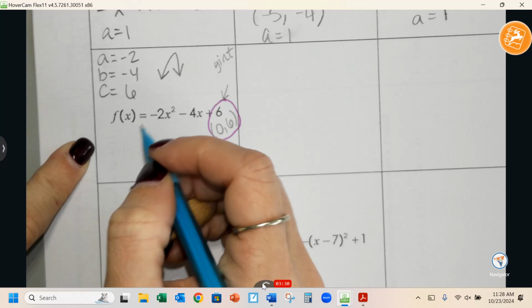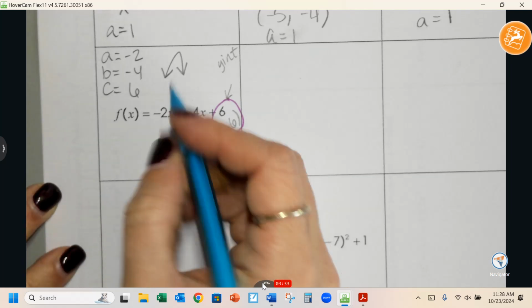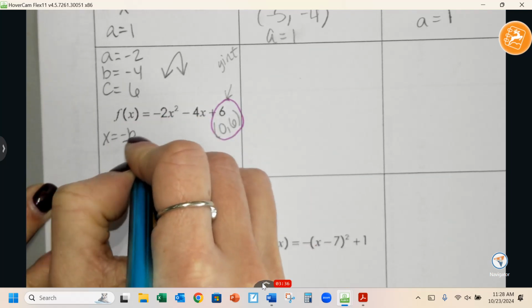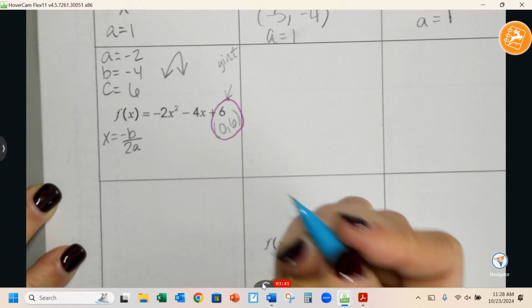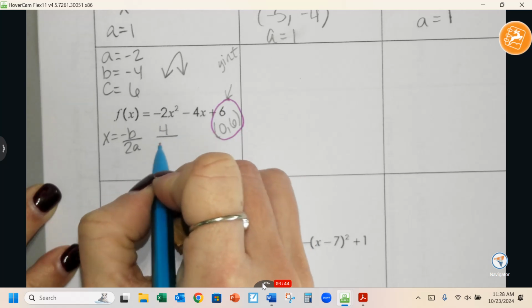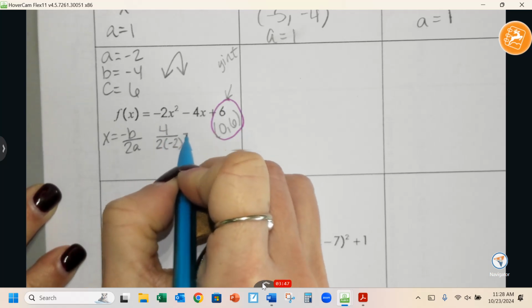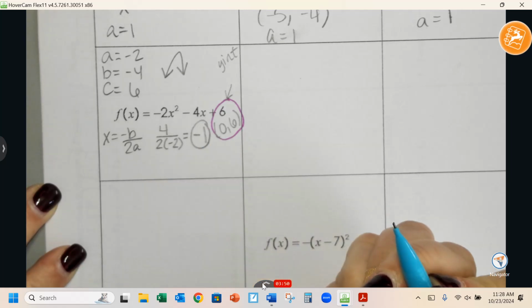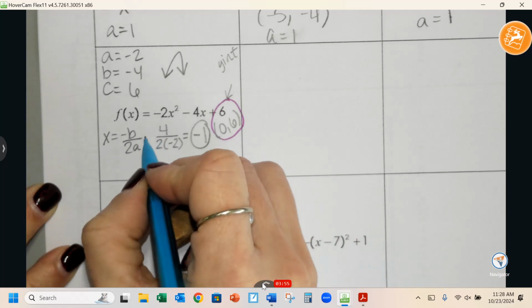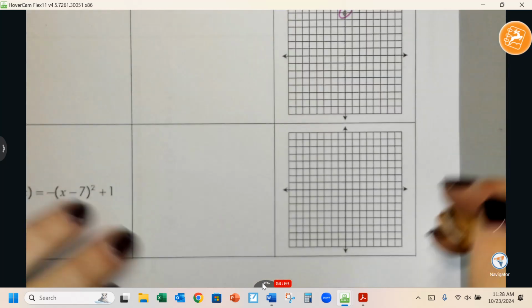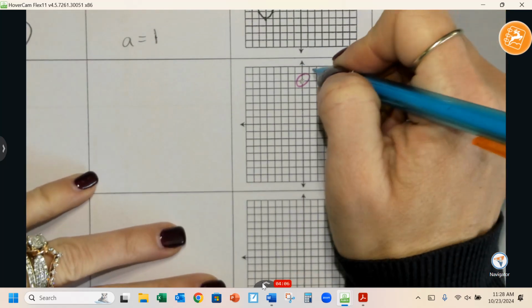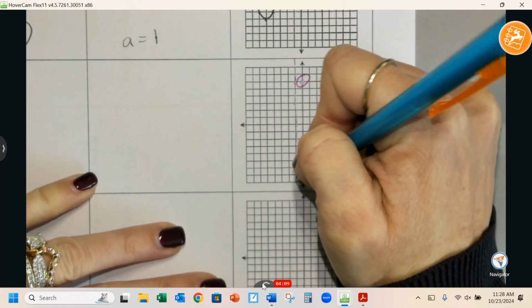And then from there, step 2 was to find that axis of symmetry. So x equals -b over 2a. So 4 divided by 2 times -2. X is -1. So I'm just going from this to the graph, and then I can easily do the others. I'm going to go over here and sketch an axis of symmetry right there at x equals -1.